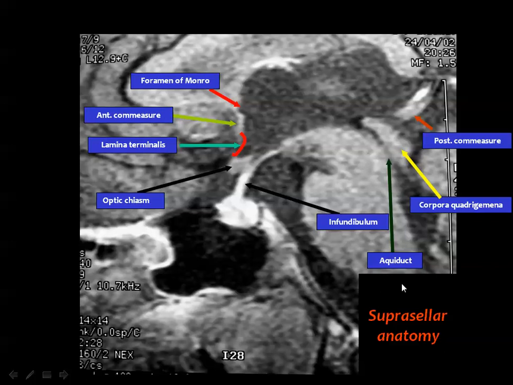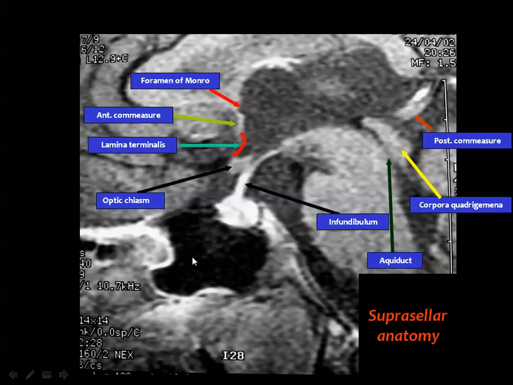Look at this magnified image. This is the pituitary gland, and this is the infundibular stalk. Then you can appreciate the region of the tuber cinereum and the region of the mammillary body. Also, you can see the infundibular recess of the third ventricle and the optic recess of the third ventricle. This arrow points to one of the foramina of Monro, and this is what we call the anterior commissure, and the distance between the anterior commissure and the optic chiasm is known as the lamina terminalis.